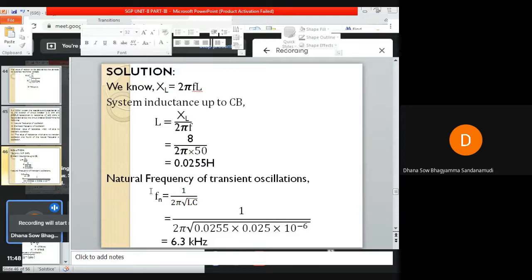And the natural frequency of transient oscillation formula is well known to you, 1 by 2 pi root LC. So L value is what you have just calculated, 0.0255, and C value is 0.025 into 10 power minus 6. Substitute L and C value in this 1 by 2 pi root LC formula, you will get 6.3 kilohertz.